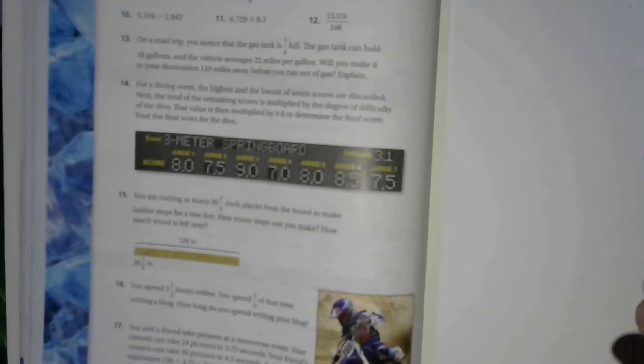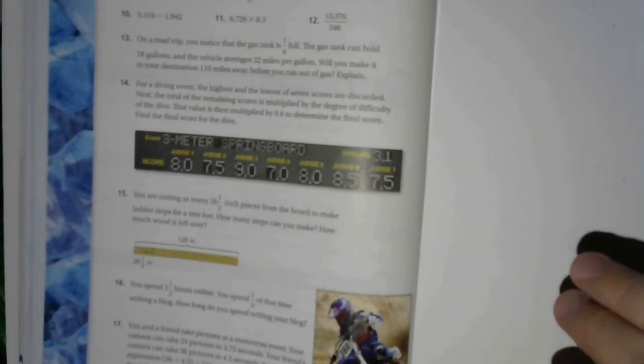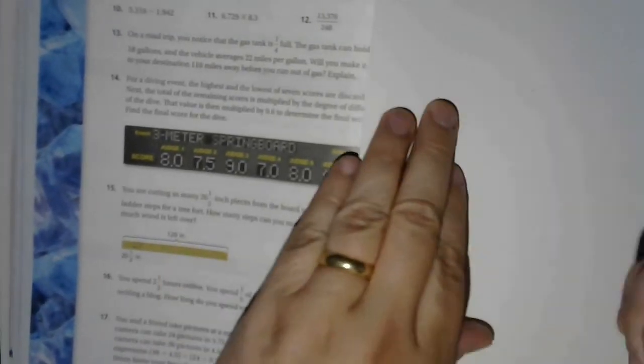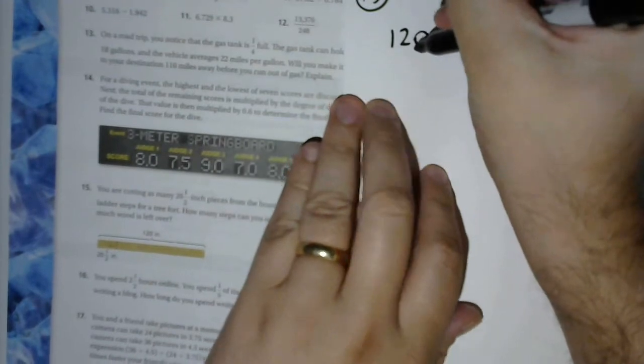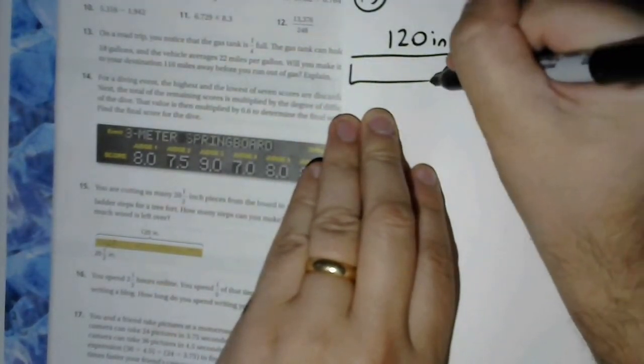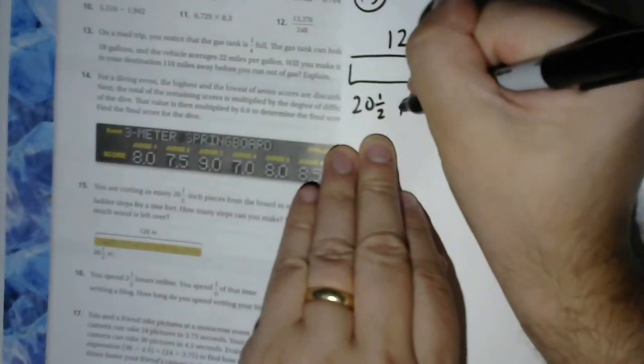There it is. You are cutting as many 20 and 1/2 inch pieces from the board to make ladder steps for a tree fort. How fun. How many steps can you make? How much wood is left over? That's a great question. So it says that we have 120 inches of wood. Right, there's my big giant board. And I'm going to cut away 20 and 1/2 inches.